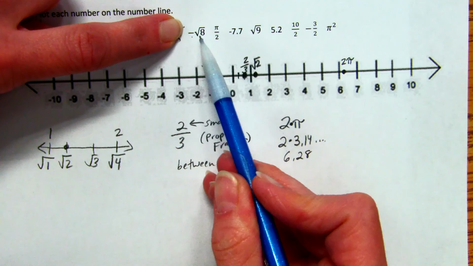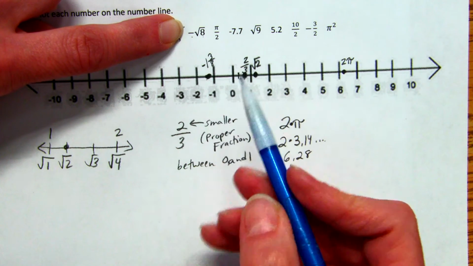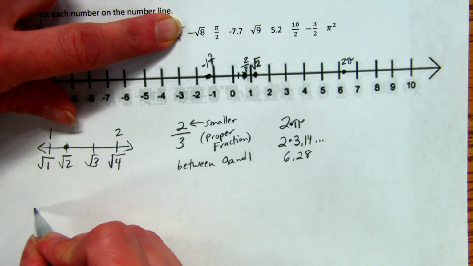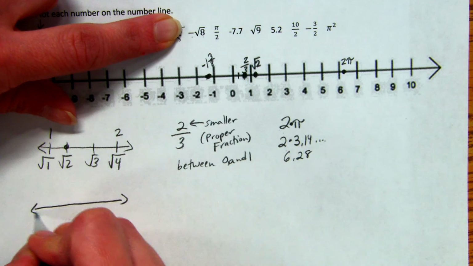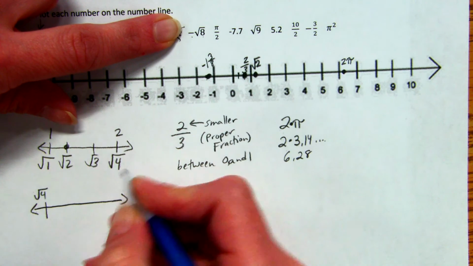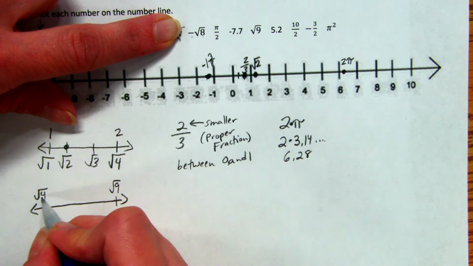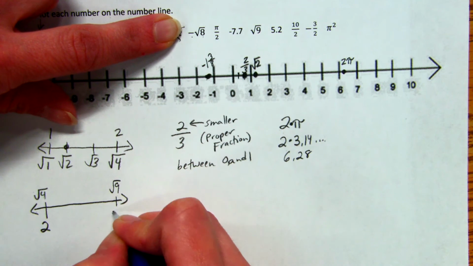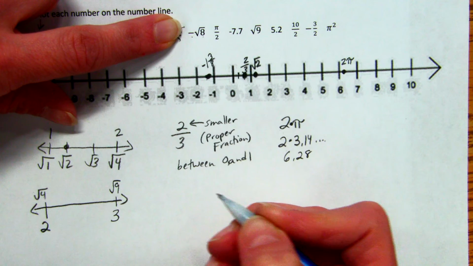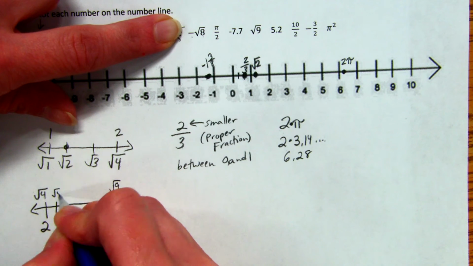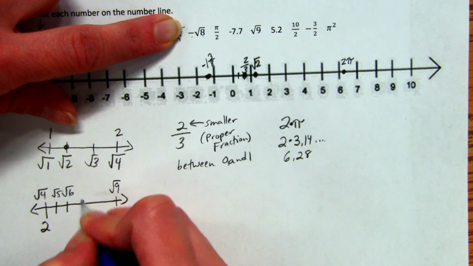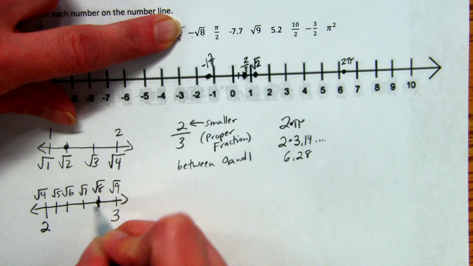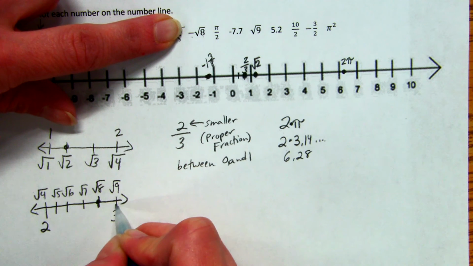Okay, negative square root of 8 is a little different. If we just think about positive square root of 8 for a second, that would be between the square root of 4 and the square root of 9. The square root of 4 is the whole number 2. Square root of 9 is the whole number 3. And then if we fill that in, 5, 6, 7, 8. This is where the square root of 8 would go. It's between 2 and 3, but it's closer to the 3.